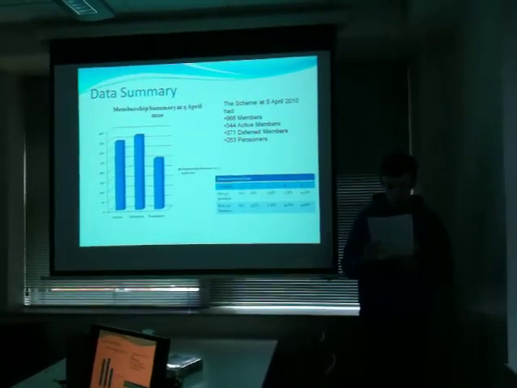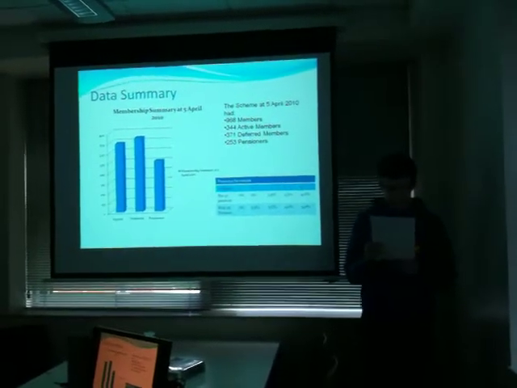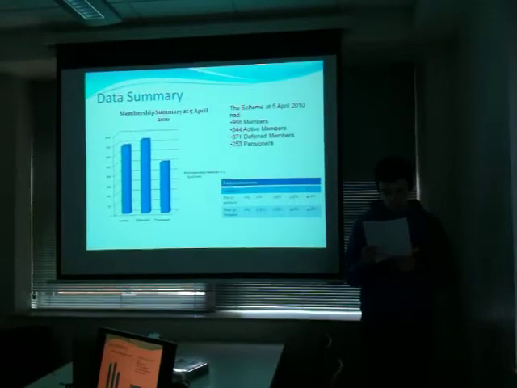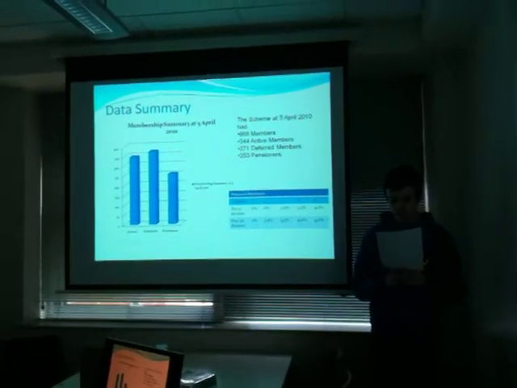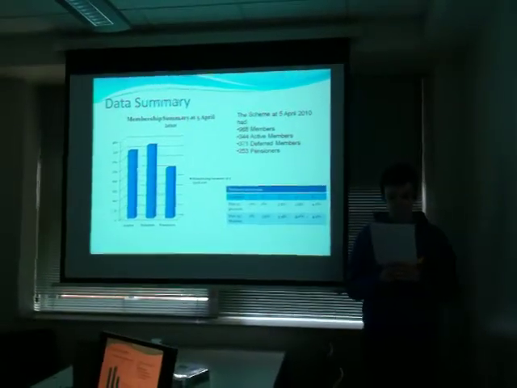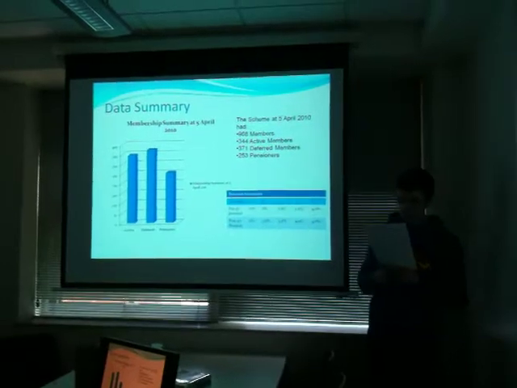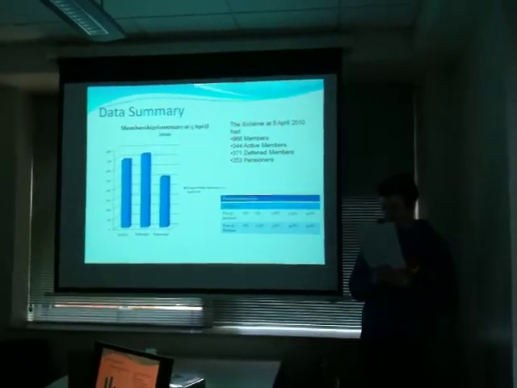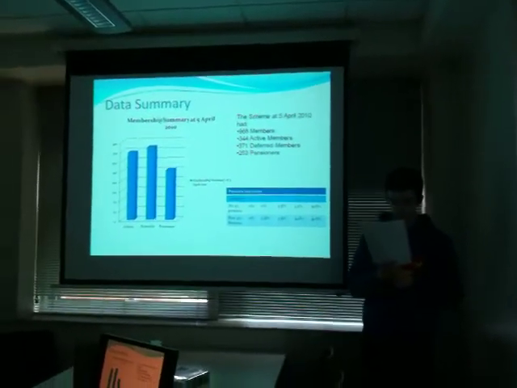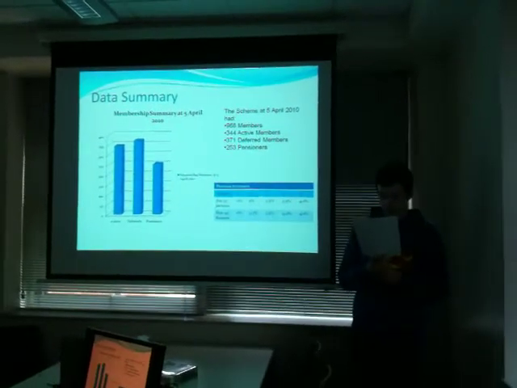Each member of the scheme, whether they're active, deferred, or pensioners, is assigned a category, and this category refers to the pension increases assigned to them. The graph illustrates the proportions of active, deferred members and pensioners in each of the 5 categories using our valuation.